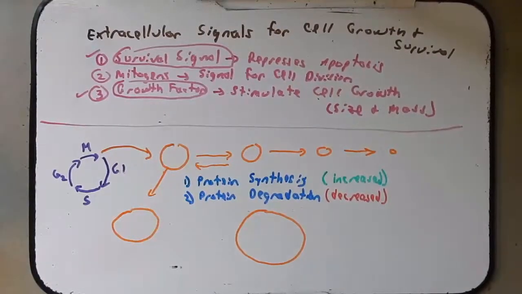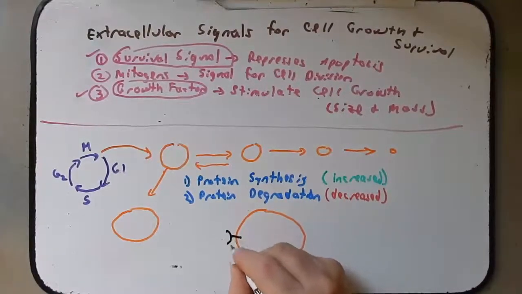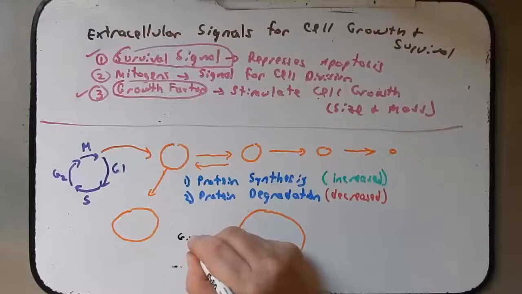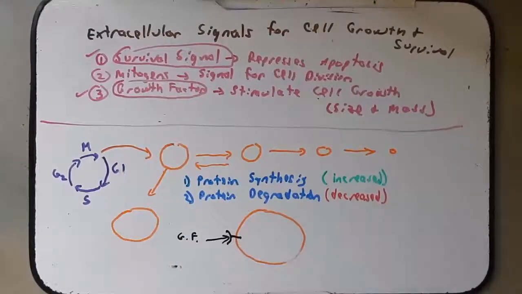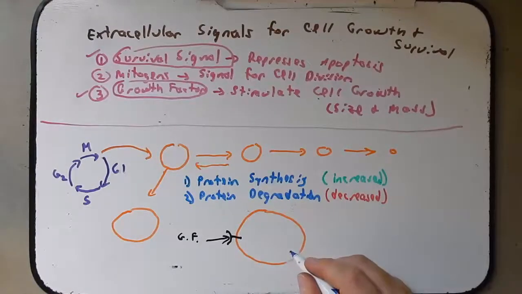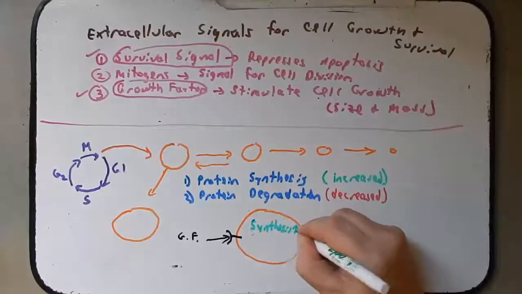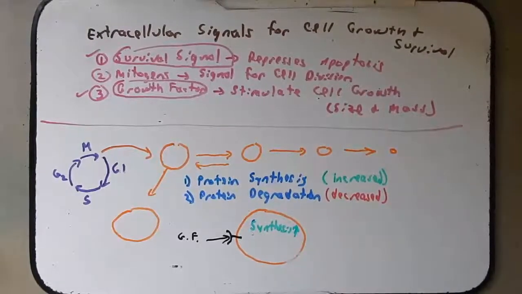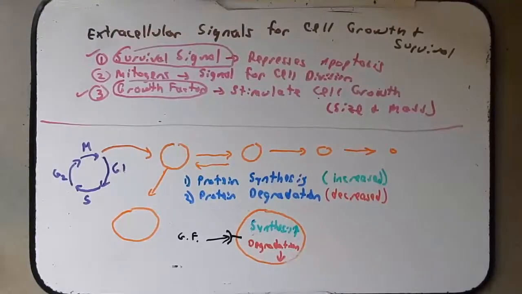Now, to accomplish this, let's draw our cell over here and make it extra big. It shouldn't be too surprising that on this surface here, there's a receptor that will bind a growth factor that I'm just going to abbreviate GF. Upon binding that growth factor, various intracellular pathways are signaled. Protein synthesis increases and protein degradation decreases. The end result is a larger cell.